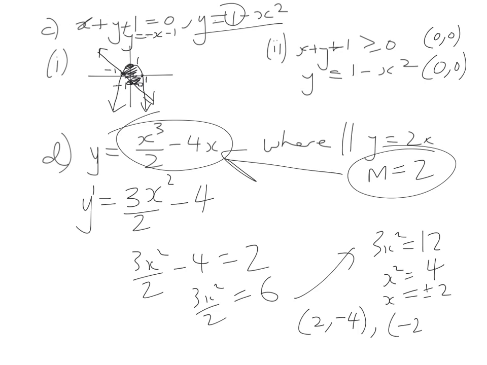And at negative 2, sub that in, we get negative 8 over 2, which is negative 4, minus 4 times negative 2, which is positive 8. Negative 4 plus 8 is 4.